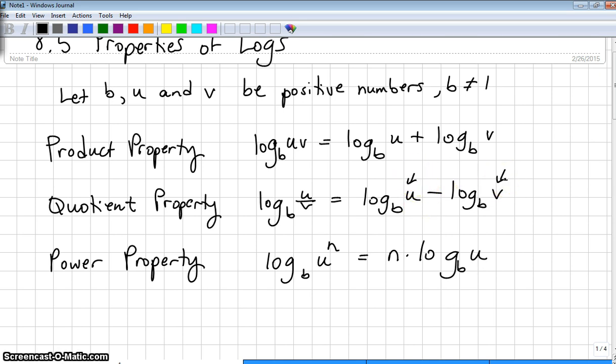And then the third property is called the power property. A power, we know, is something with an exponent. So it has to do with when the argument is a power, u to the n. The power property says that this is the same thing as n times log base b of u. So I want you to notice where the exponent goes. The exponent goes directly in front of the logarithm.